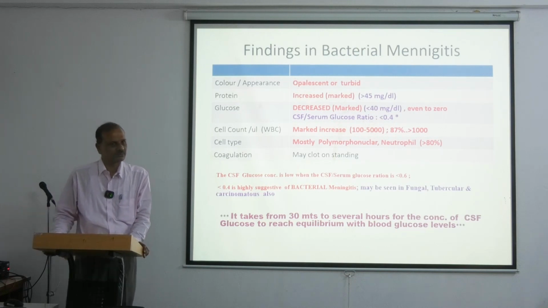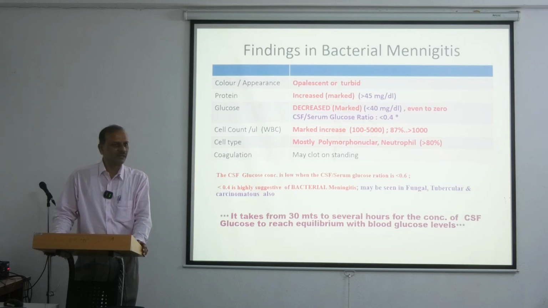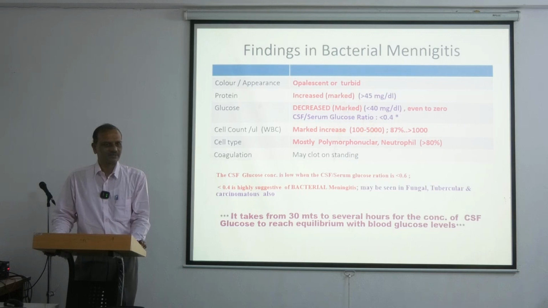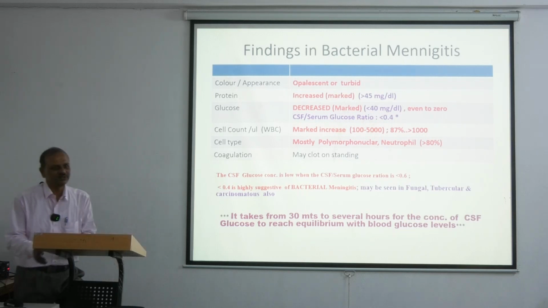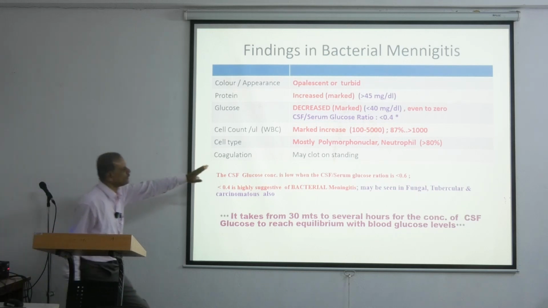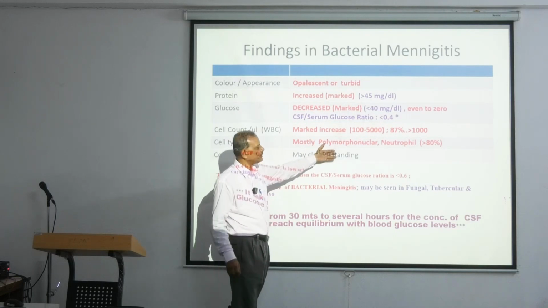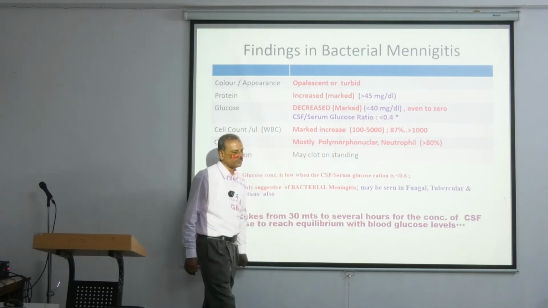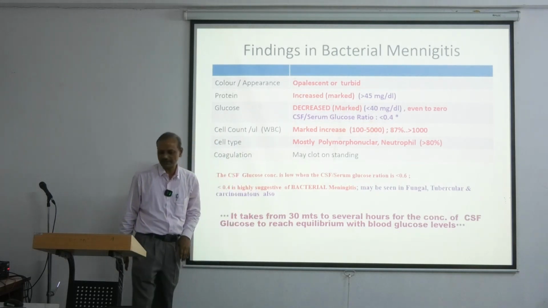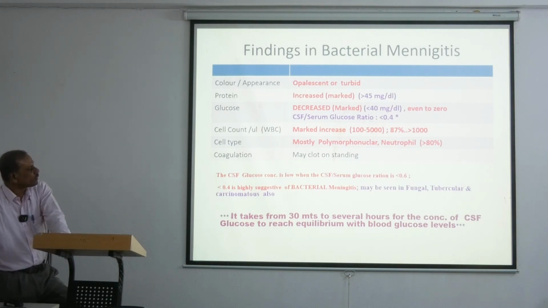So zero CSF glucose is acceptable, and I have seen it. Usually the laboratory doesn't want to give zero. But if you have seen pus in the CSF, go to the laboratory and ask for the result. The result is usually zero. And for cell count, there are more polymorphonuclear leukocytes, because they will try to control the infection. That is the reason why neutrophils are present in maximum amount, more than 80%. Coagulation: it may clot on standing.